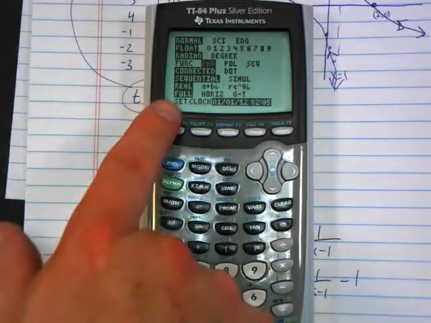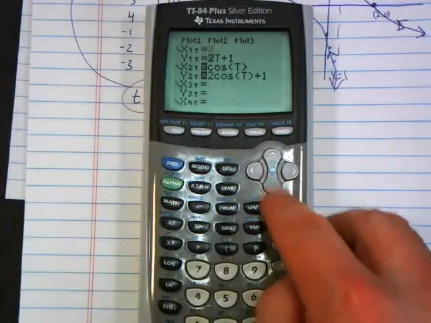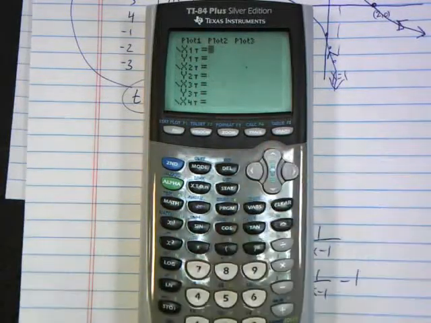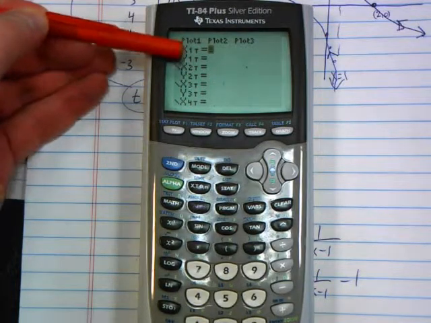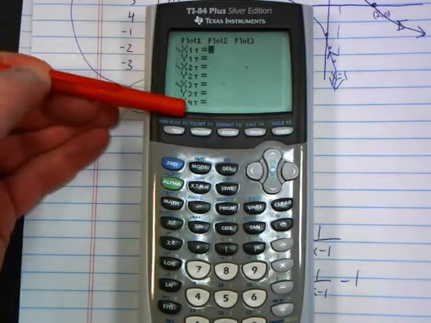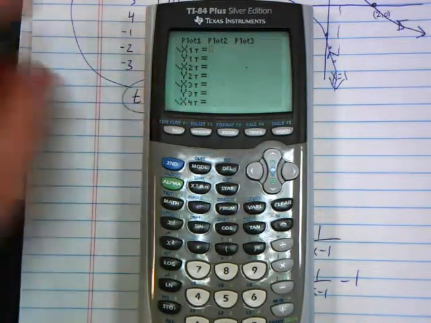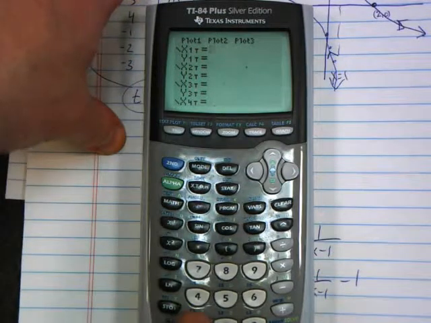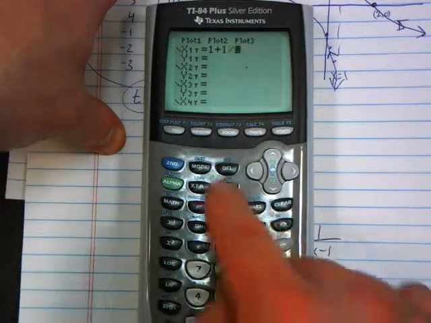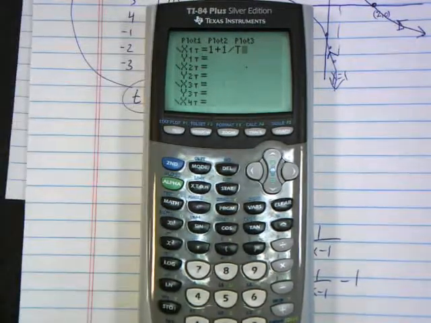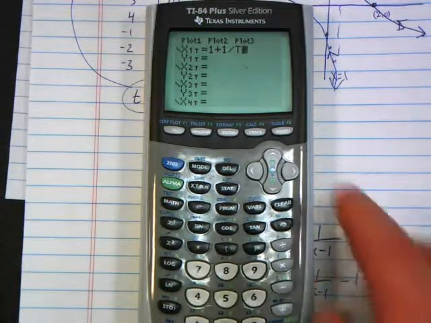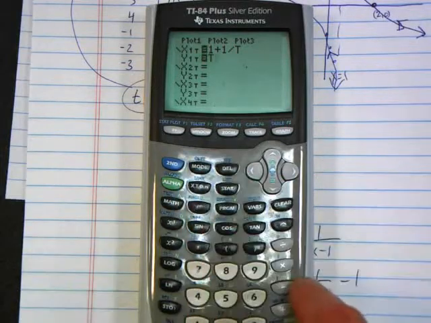Now if you hit the Y equals button, oops, I got all sorts of interesting stuff typed in here. Notice what it gives you. It gives you a pair, x1, y1, and then x2, y2, and then x3, y3. So you can type in multiple functions. So x is 1 plus 1 over t, and y is t minus 1.